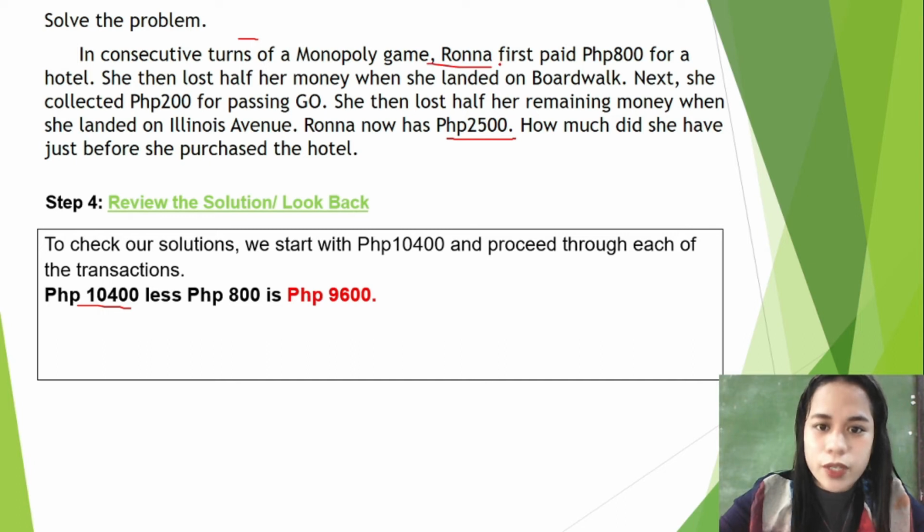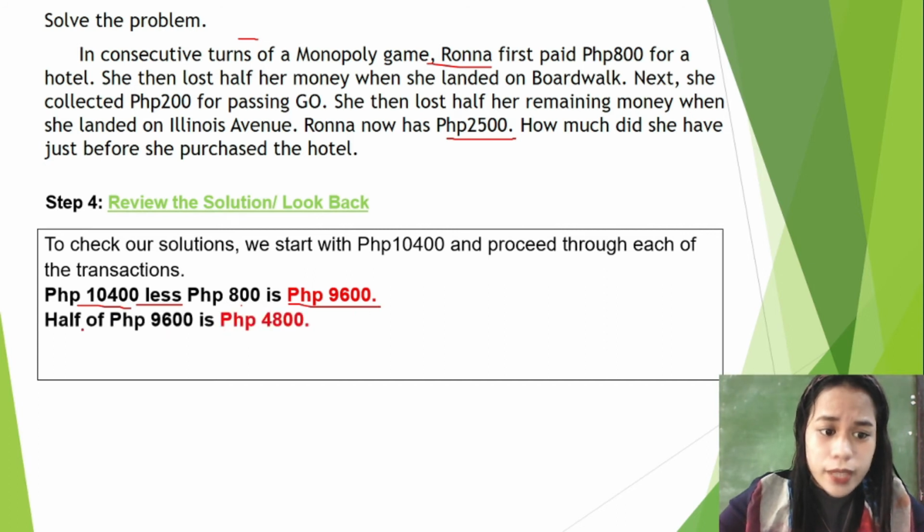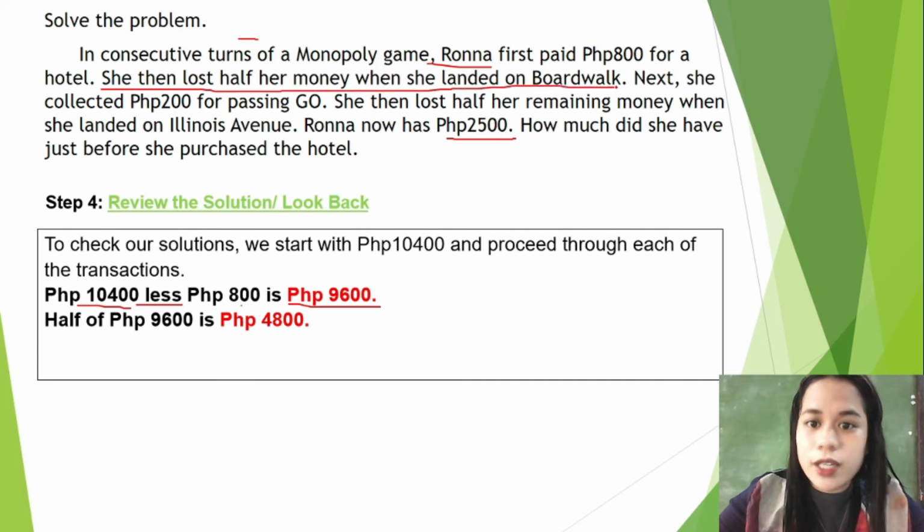Then, sabi dito, in our first sentence, Rona first paid 800 pesos for a hotel. So, we need to less 800 pesos in 10,400 to come up with 9,600. Then, according to this statement, she then lost half her money when she landed on Boardwalk. So, ilan na lang yung natira sa 9,600? So, we need to divide it by 2. So, half of 9,600 is 4,800.